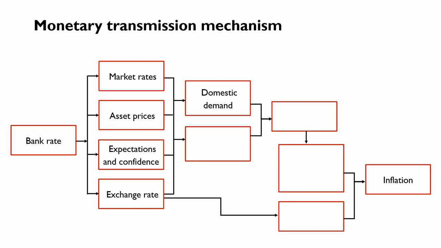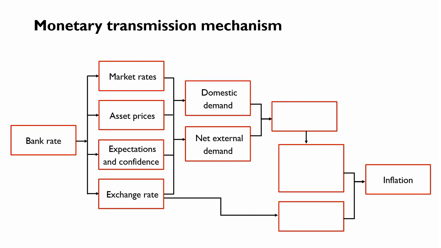Make sure you're happy with those different channels. I'll just run through them once more. So if the base rate drops, market rates drop, so we get less saving, more borrowing, so more consumption and investment. If the base rate drops, asset prices will rise, causing the wealth effect to kick in more, causing more demand. If the base rate drops, expectations are probably going to improve, causing more consumption and investment as well. And the exchange rate will drop if the base rate drops, causing less consumption on imports, and so more consumption on domestic goods and more exports.